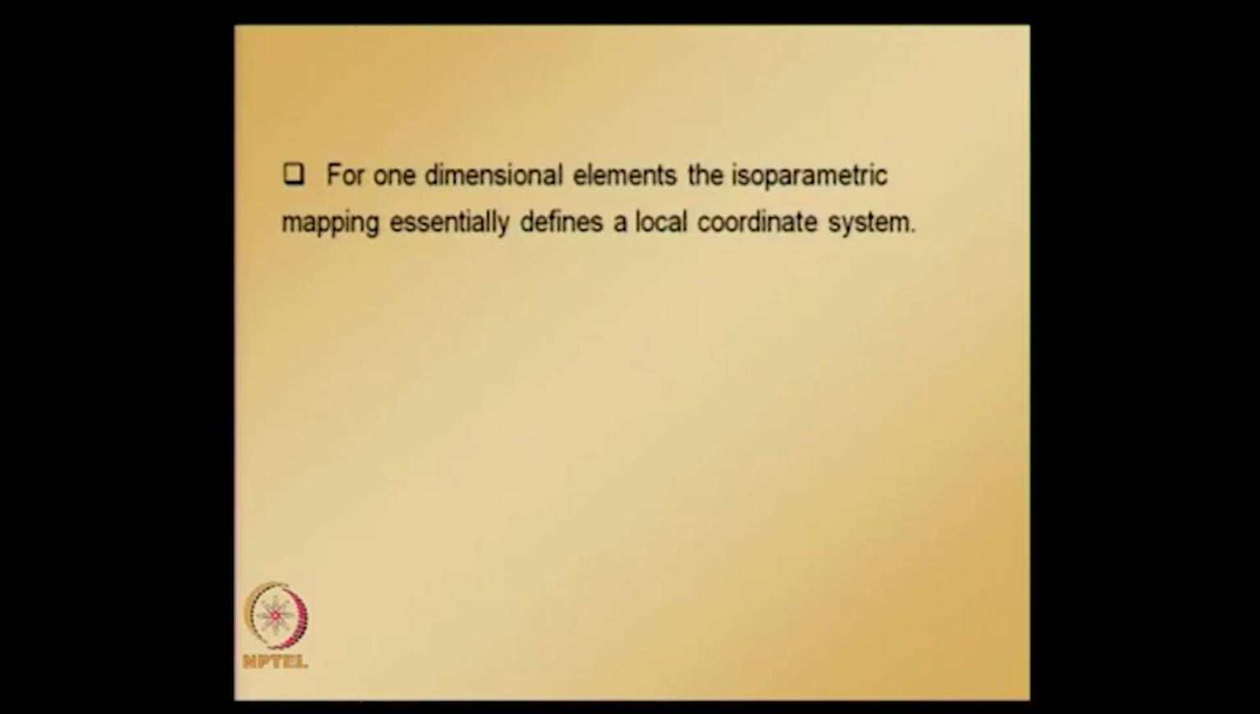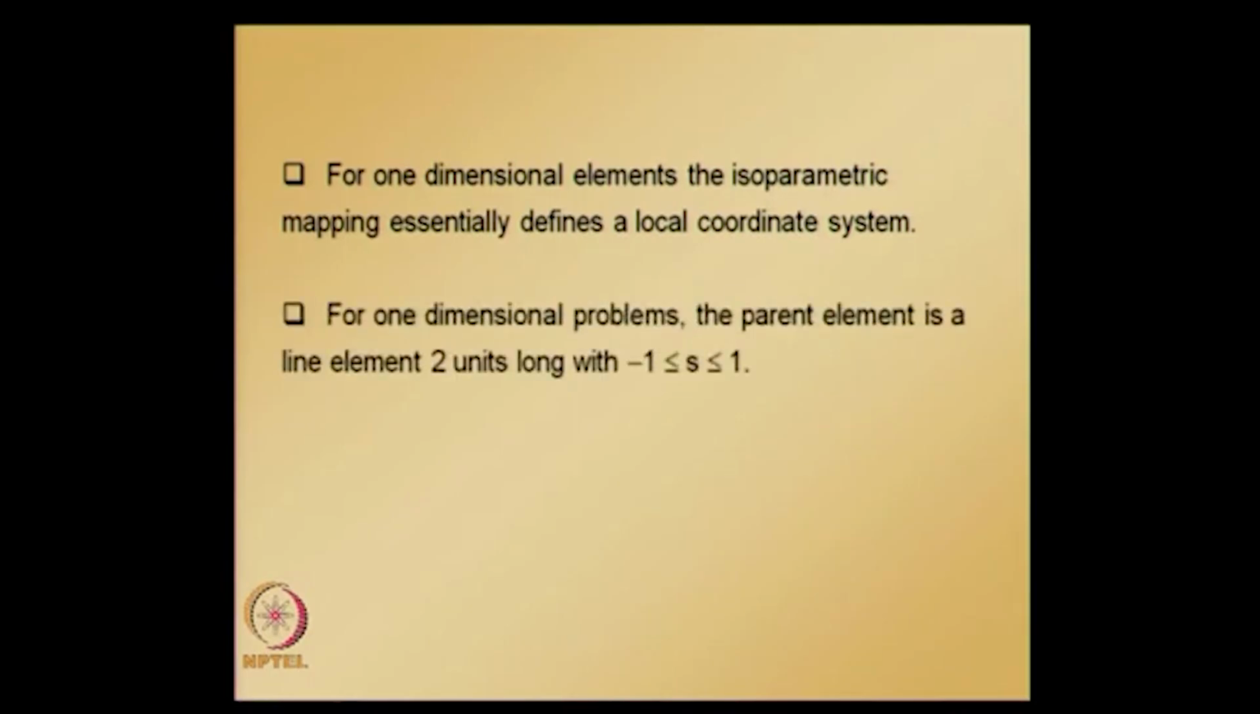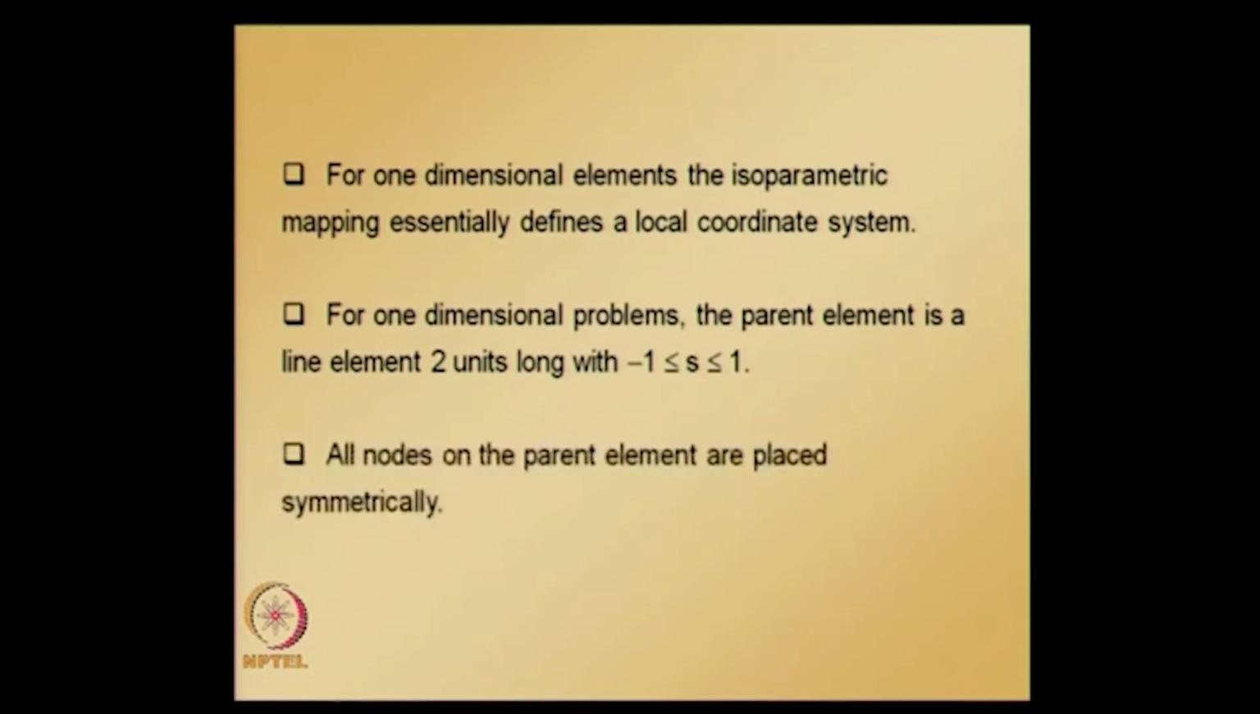For one dimensional elements, isoparametric mapping essentially defines a local coordinate system. For one dimensional problems, the parent element is a line element of length 2 units with S going from -1 to 1. And also all the nodes on the parent element are placed symmetrically.